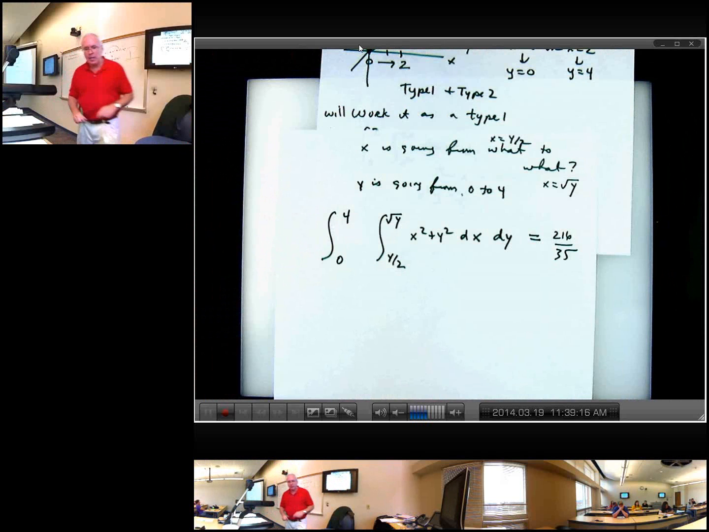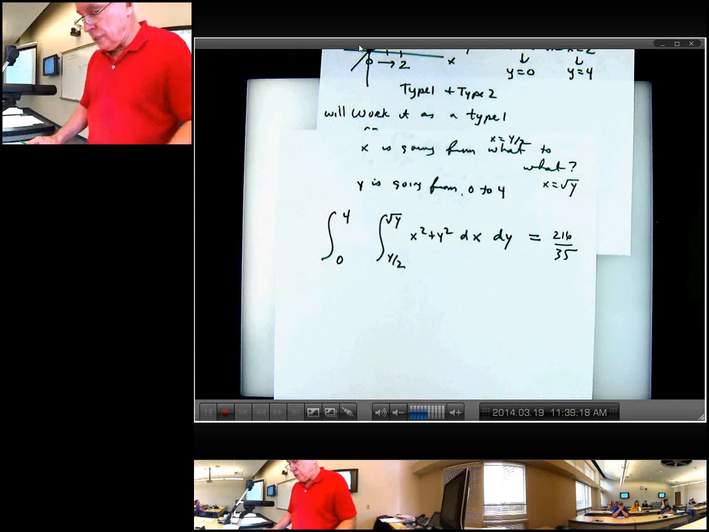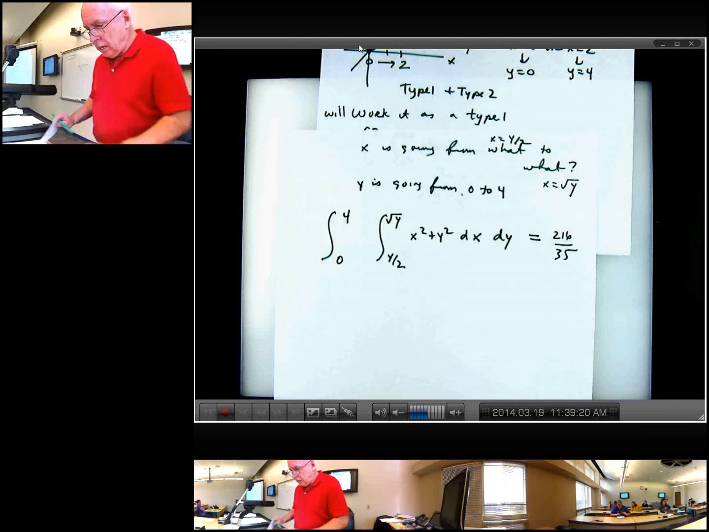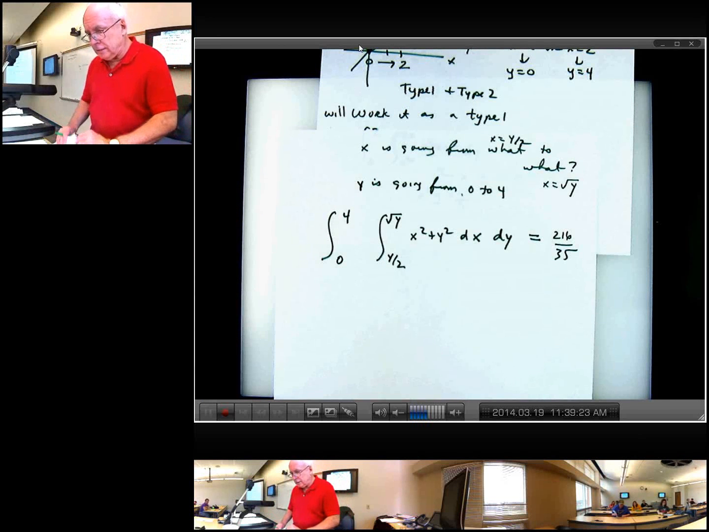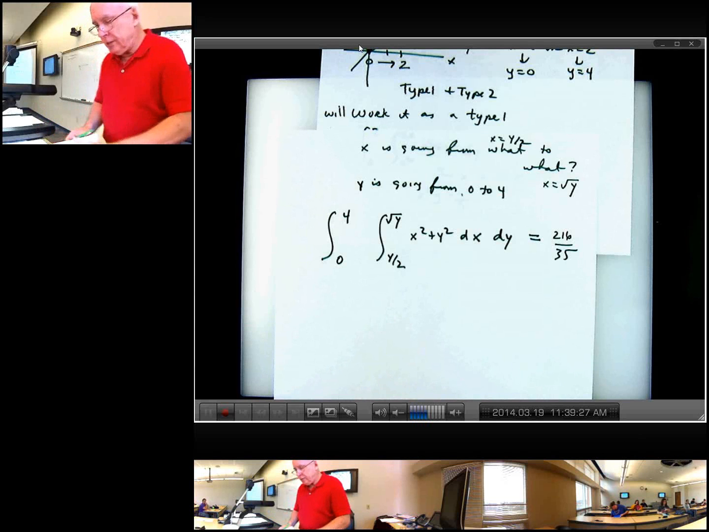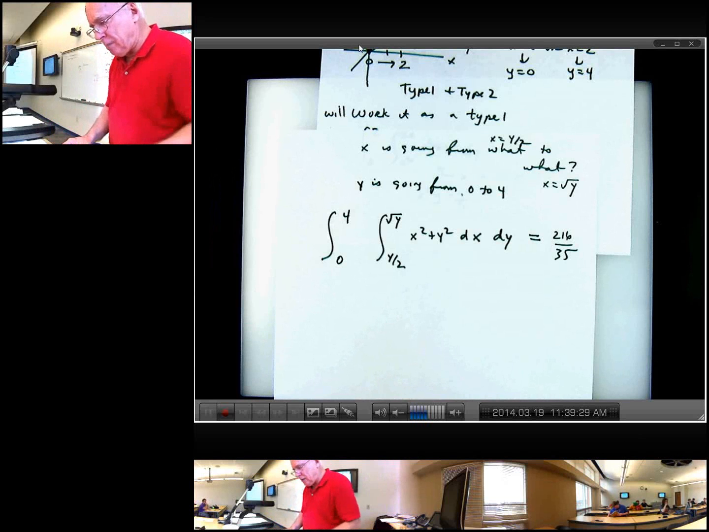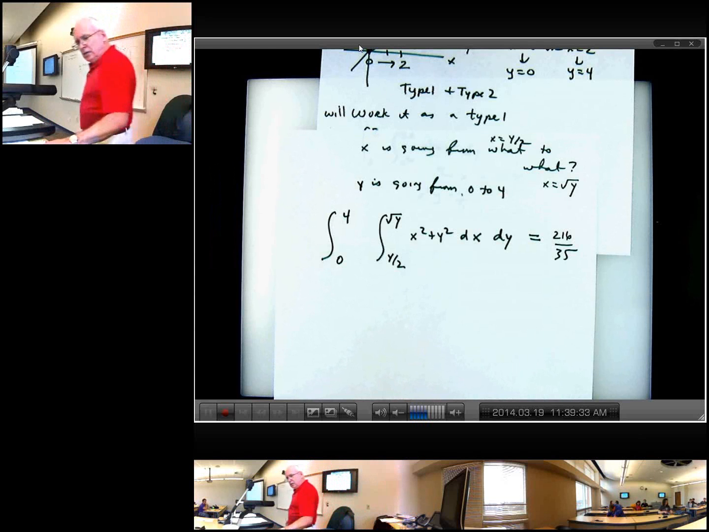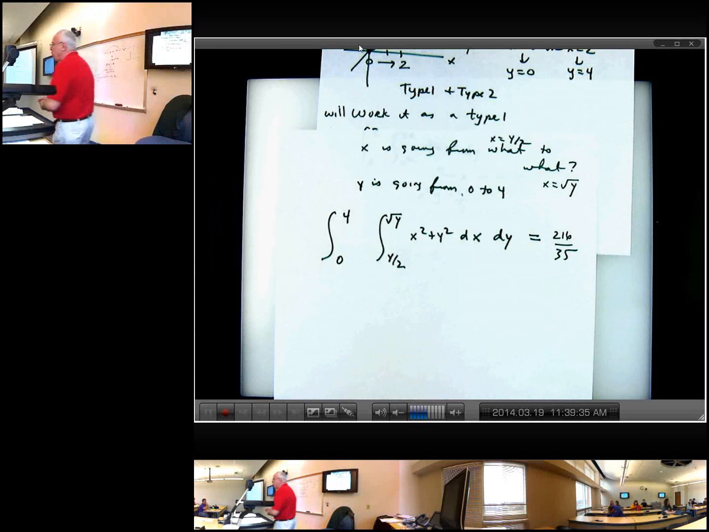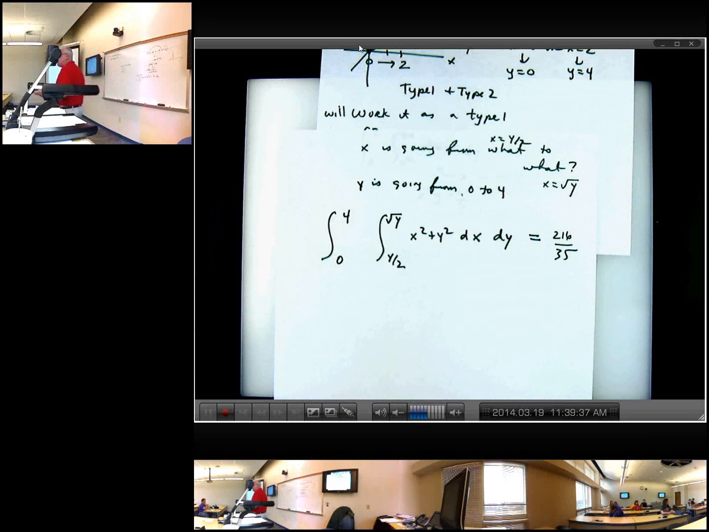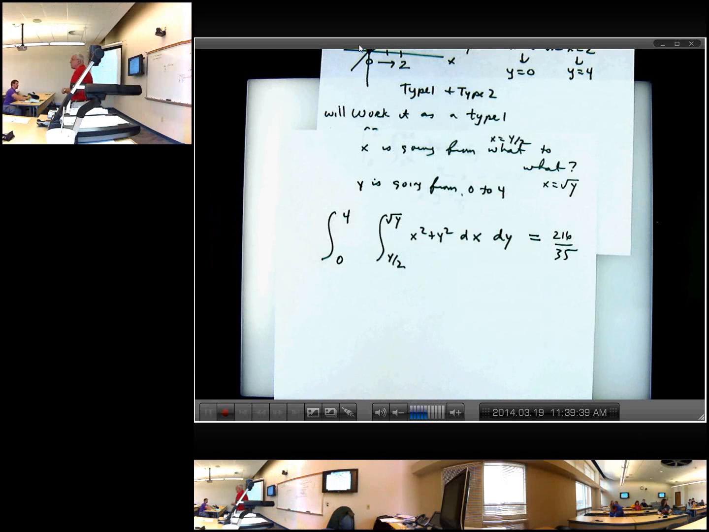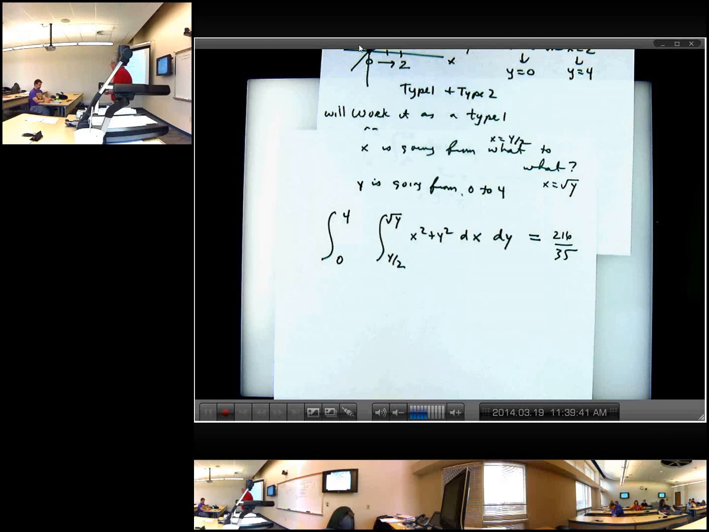Okay, I think we're going to stop there with that. We still have some more things to cover in this section, so we'll definitely finish up section 15.3 on Friday. That'll keep us on schedule with what you can look at on the calendar.